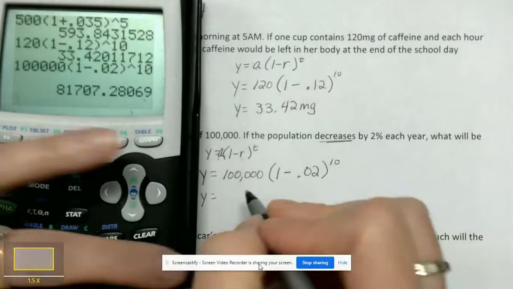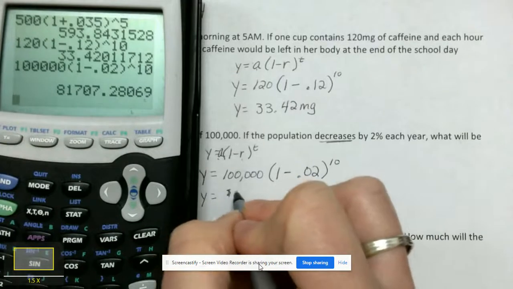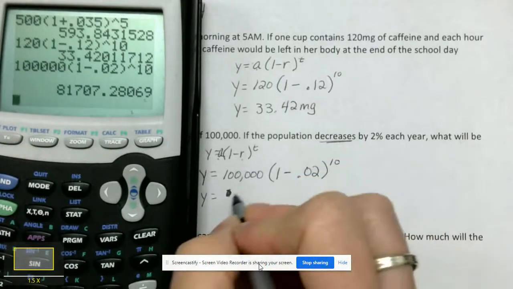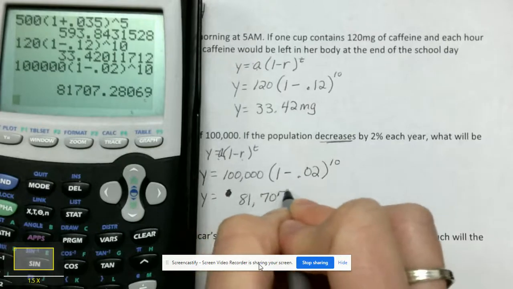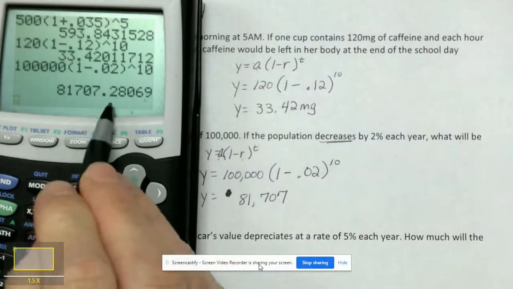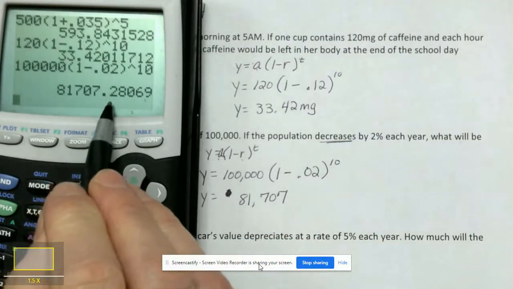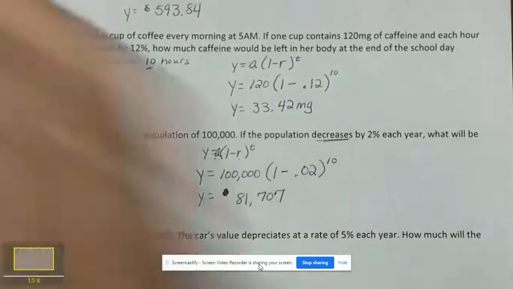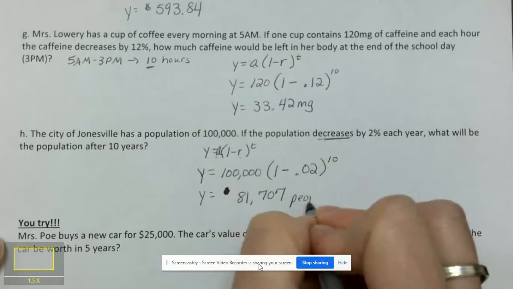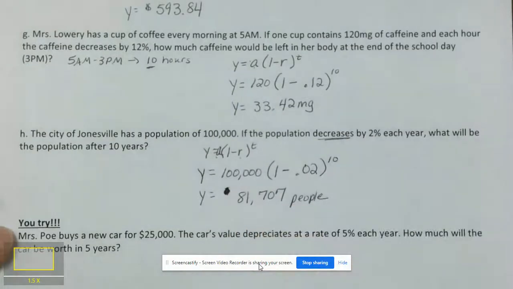Okay, that gives us, oh, this is people. Population, I almost put a dollar sign. This is people. 81,707. Now, 0.2. I can't have 0.2 of a person. So we're just going to say 81,707 people is going to be our population. Okay?